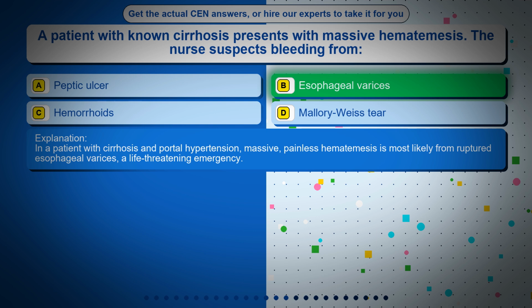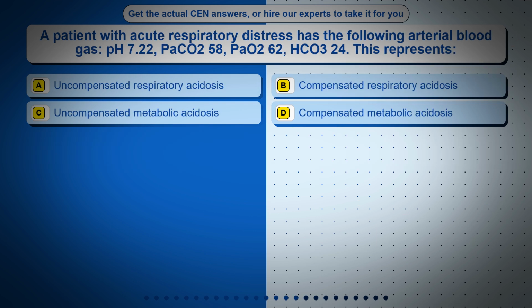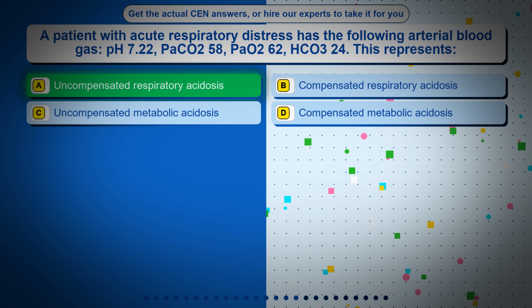Question 16. A patient with acute respiratory distress has the following arterial blood gas: pH 7.22, PaCO2 58, PaO2 62, HCO3 24. This represents option A, uncompensated respiratory acidosis, option B, compensated respiratory acidosis, option C, uncompensated metabolic acidosis, option D, compensated metabolic acidosis. The correct answer is option A, uncompensated respiratory acidosis.